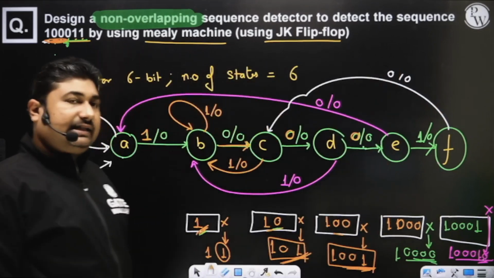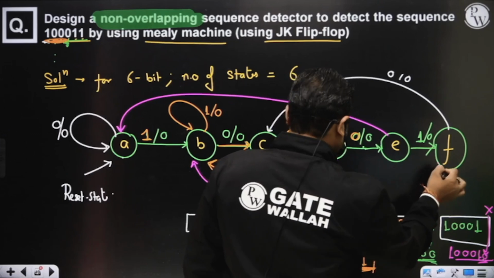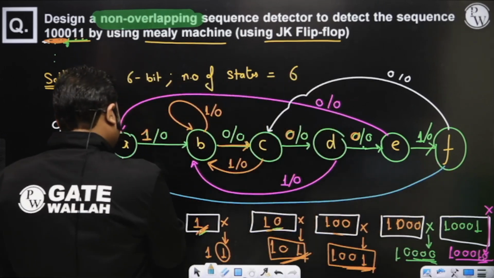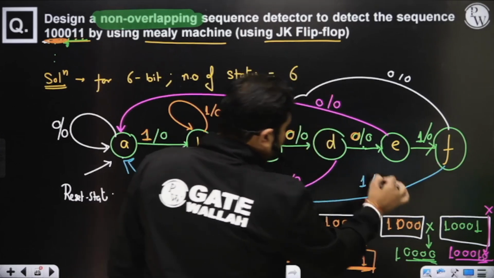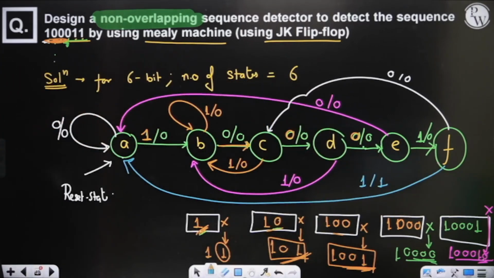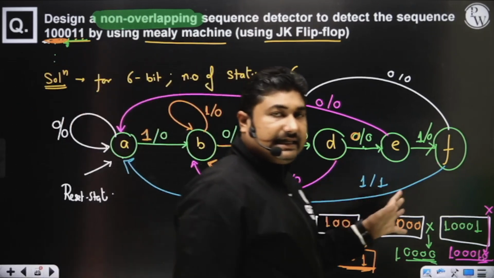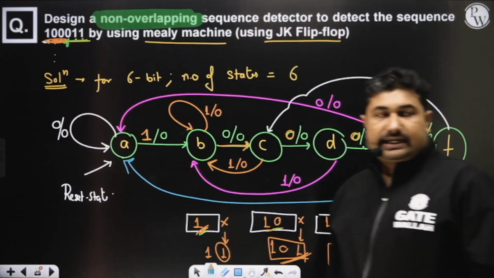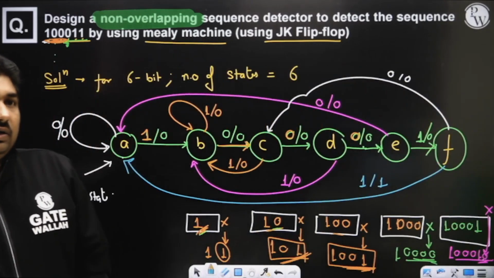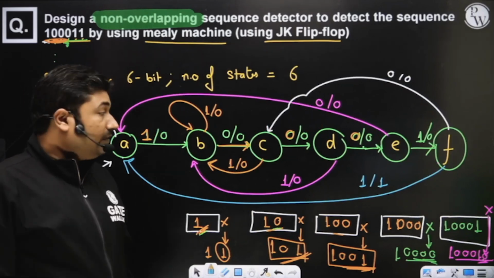If we are getting 1, then move to the first bit state. If we are getting 1, then move to the reset state with the output 1 because all the sequence got detected. So this is how you have to construct a state diagram first. So now you know how to construct it. Yes, it's a non-overlapping case. Now we have a state diagram.